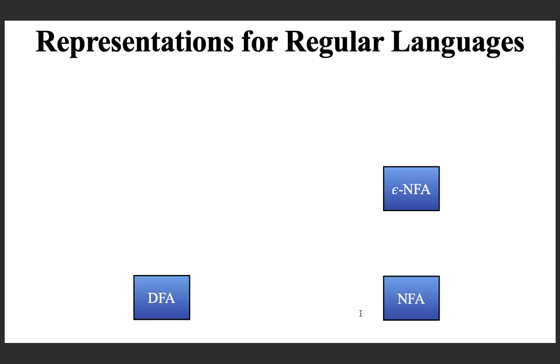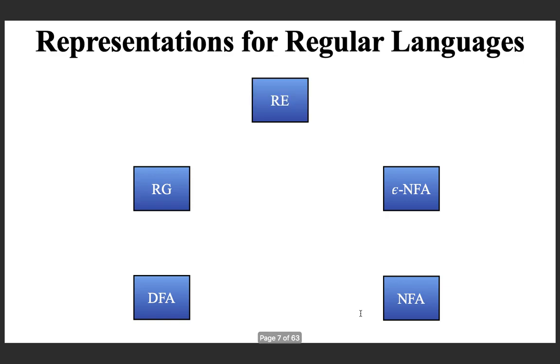If you remember, we learned about DFA representations, NFA representation, epsilon NFA representation, regular grammar representation and regular expression representation for regular languages.